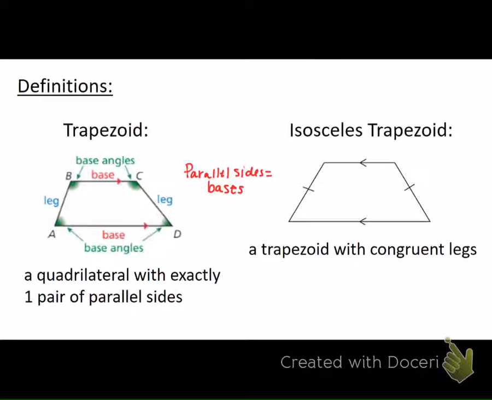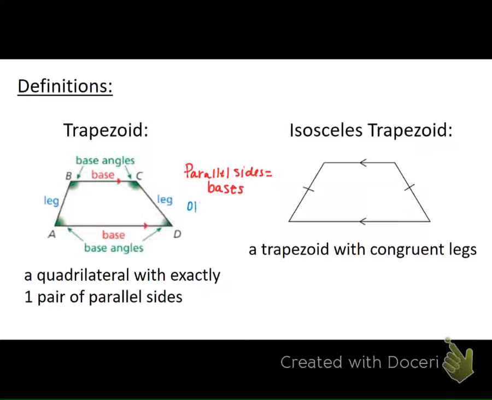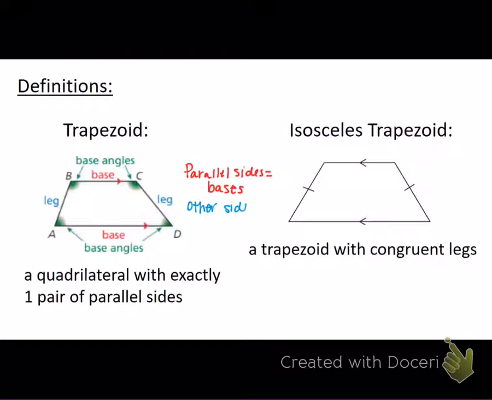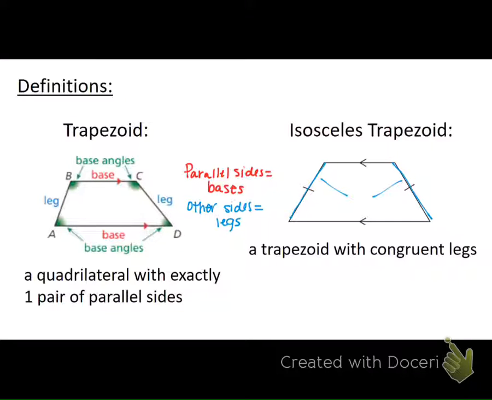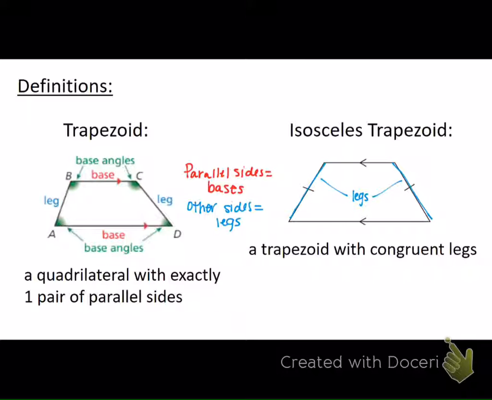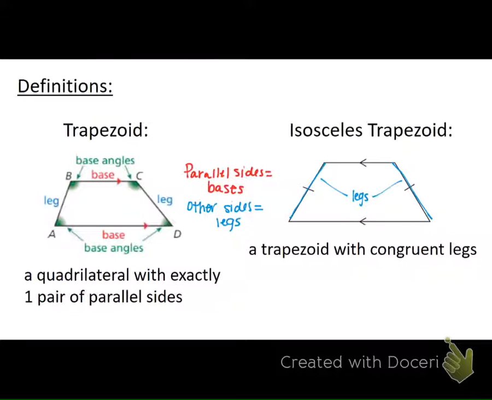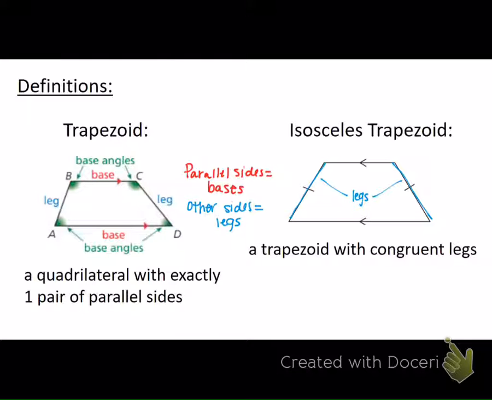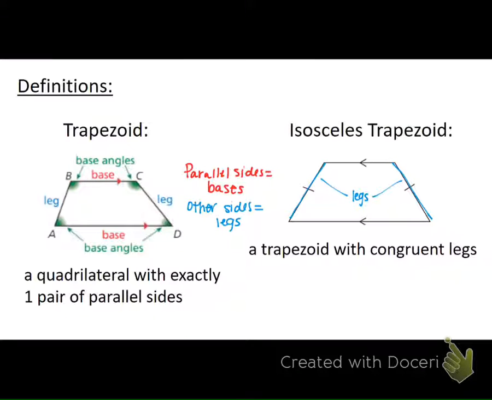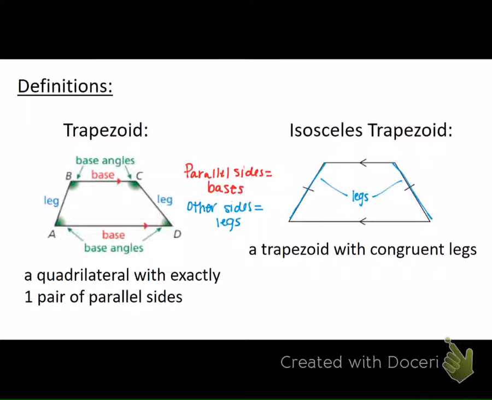Those are known as the bases, so the other sides are the legs. They could or could not be congruent. If those legs are congruent, you see how these legs are marked congruent? If the legs are marked congruent, then you have an isosceles trapezoid. Otherwise, it's just considered a trapezoid. So understanding what all of those pieces are is very important. Are we confused about anything considering the base or the legs?